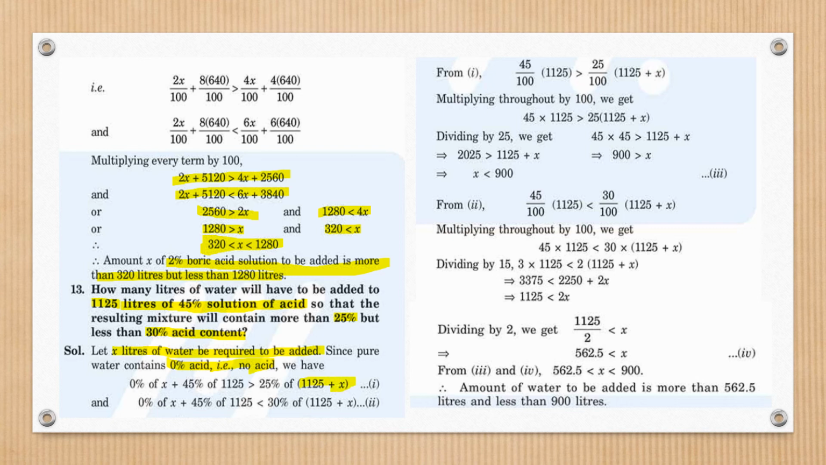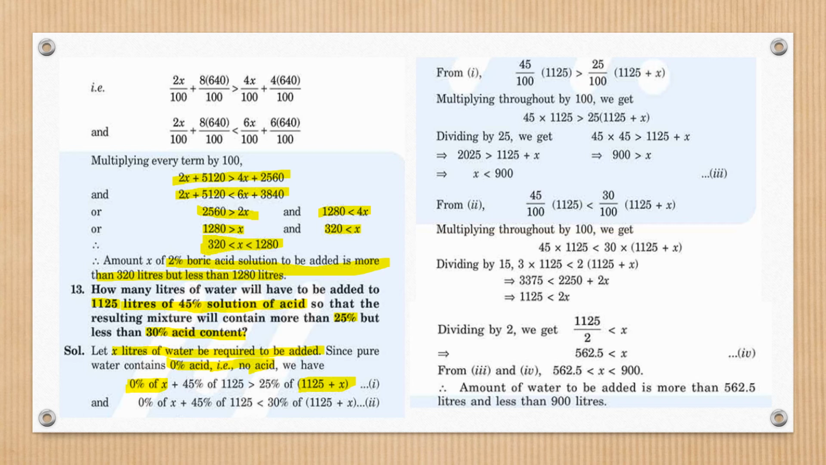So I'll proceed the same way as in the previous question. So 0% of x, as water is not having any acidic concentration, so I'm not adding any acid. In this question we are diluting by adding water. Okay, so the 45% solution is to be diluted by adding water.